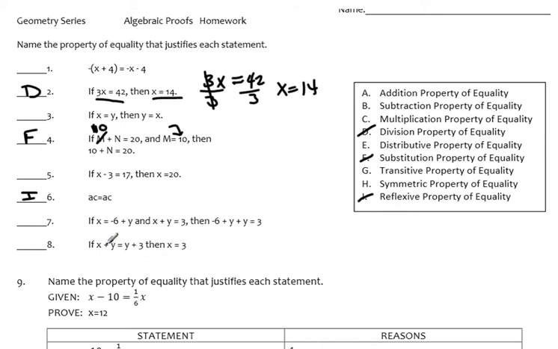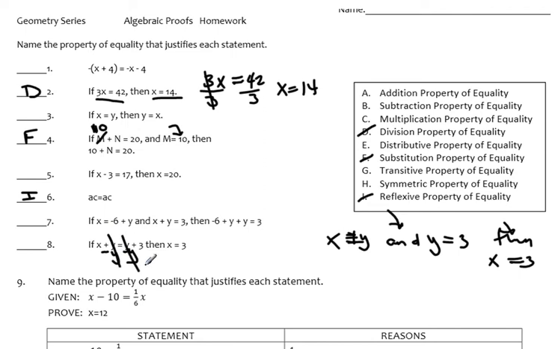Number 8, we have x plus y equals y plus 3, then x equals 3. Now this one almost looks like the transitive property, but for the transitive property, it would have to say x equals y and y equals 3, then x equals 3. So you have it separated by the word and then. And here you have an equation. There's no and. So what they've done here is they've subtracted y from both sides of the equation, and that left them with x equals 3. So they use the subtraction property of equality.